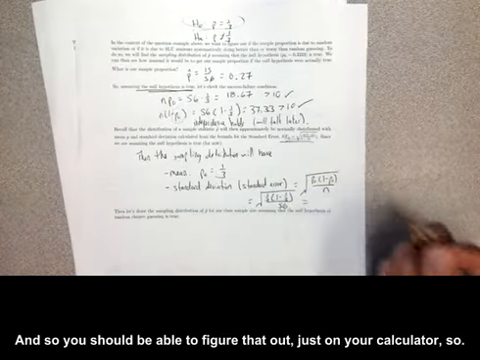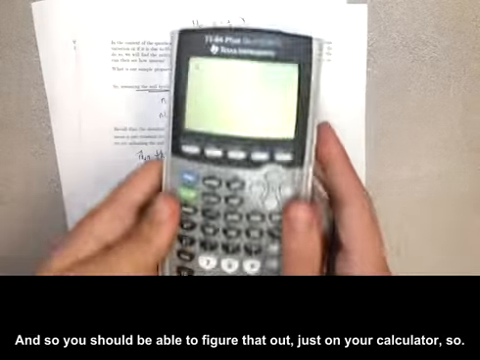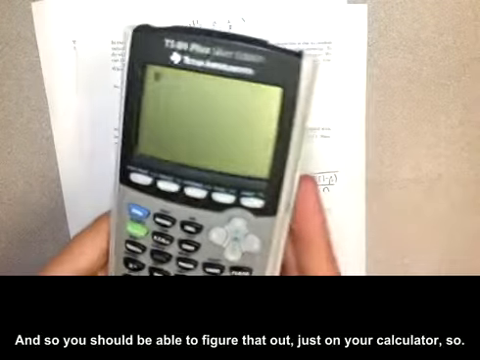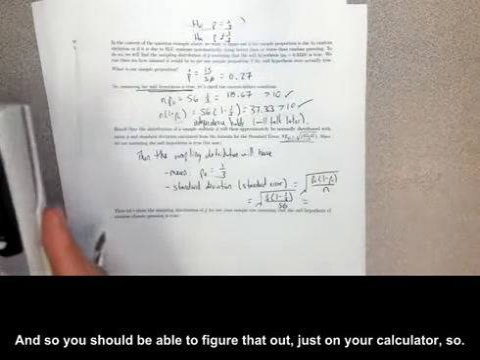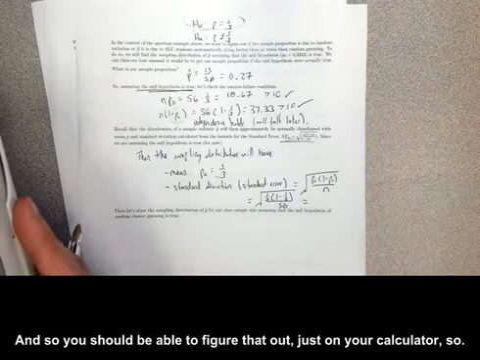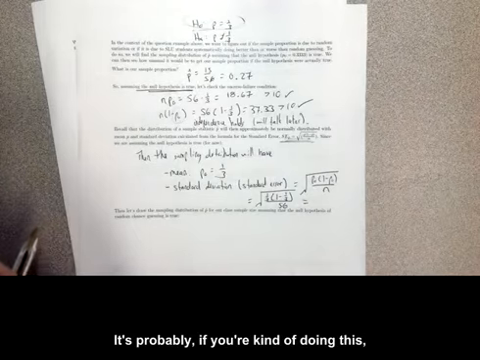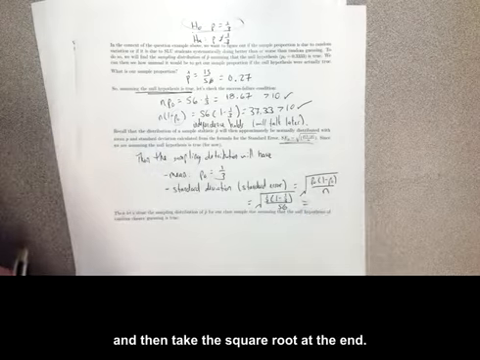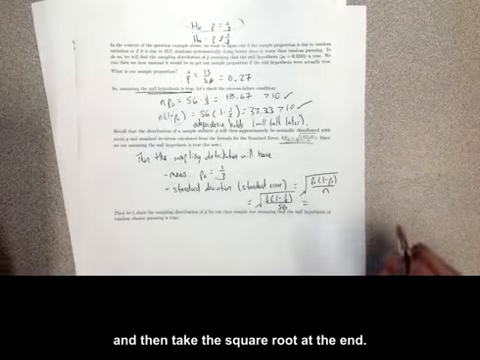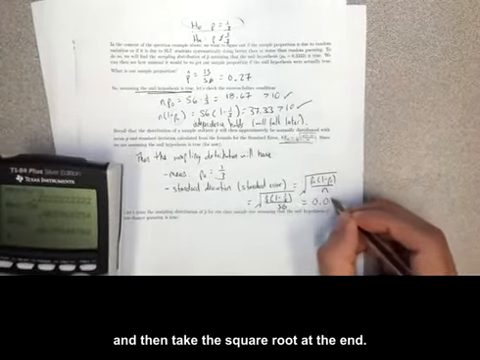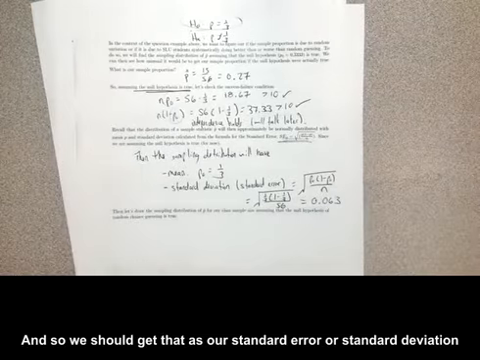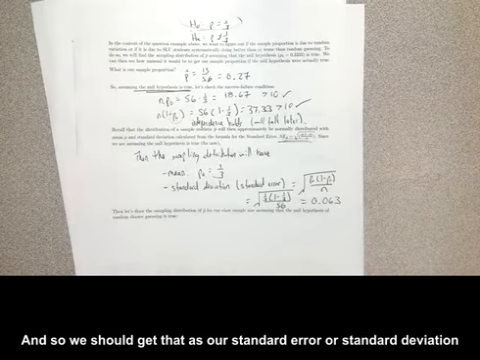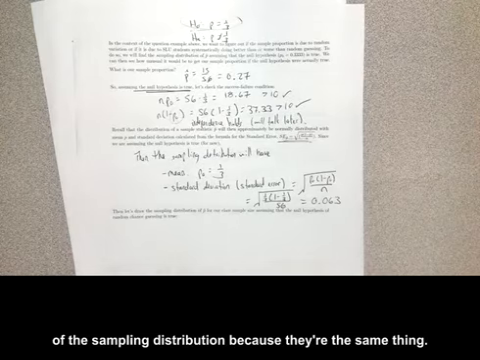And so you should be able to figure that out just on your calculator. It's probably easiest, if you're doing this, to do everything inside the square root and then take the square root at the end. And so we should get that as our standard error, or standard deviation of the sampling distribution, because they're the same thing.